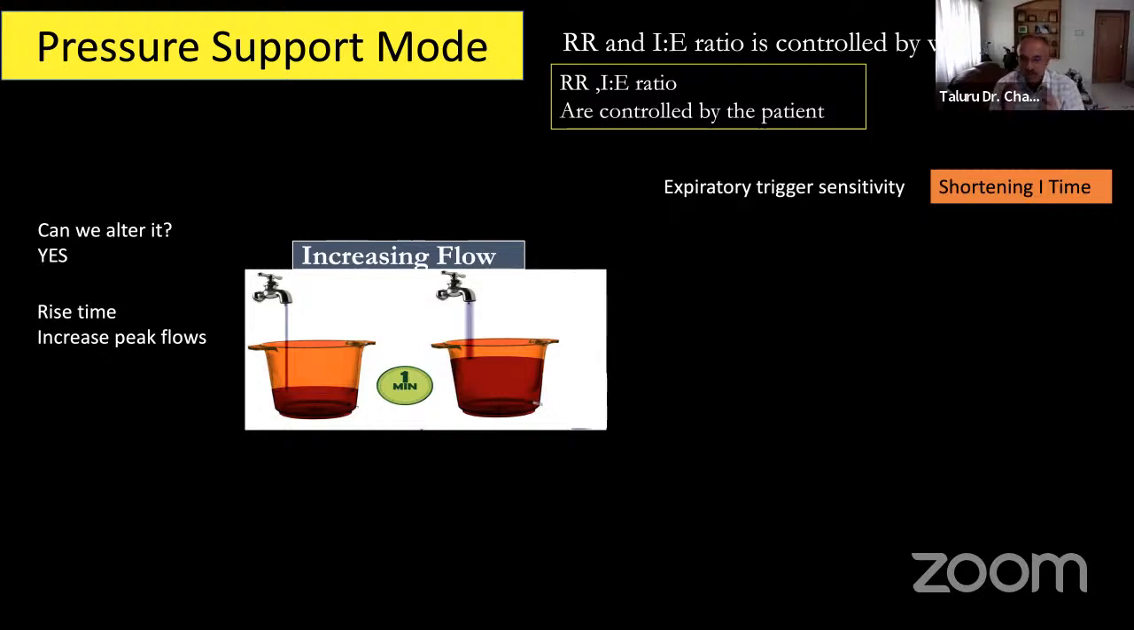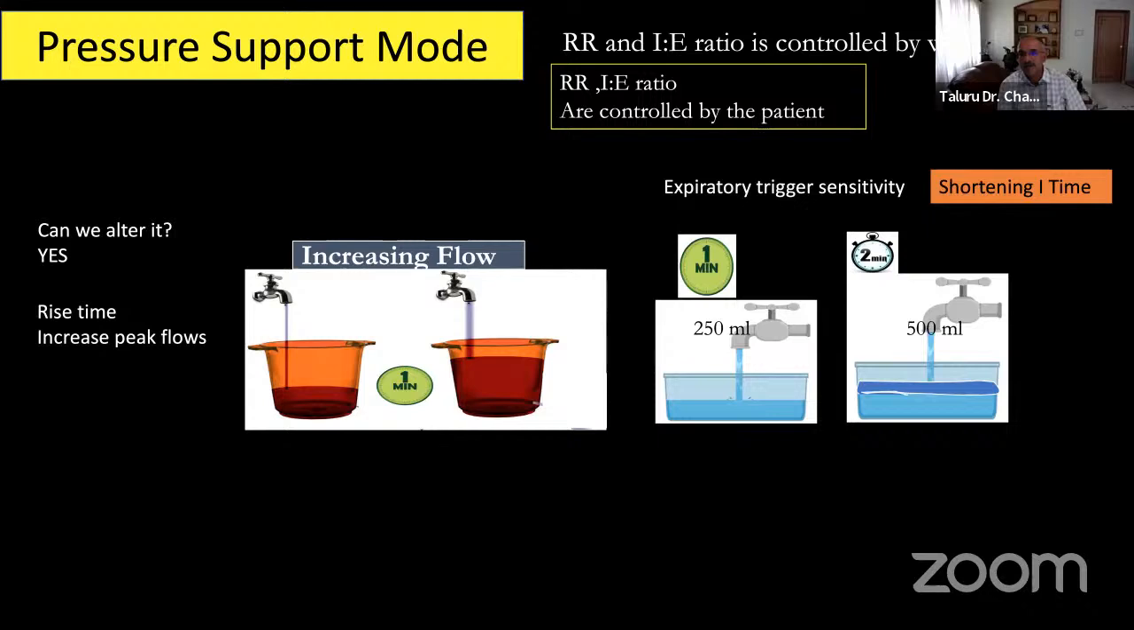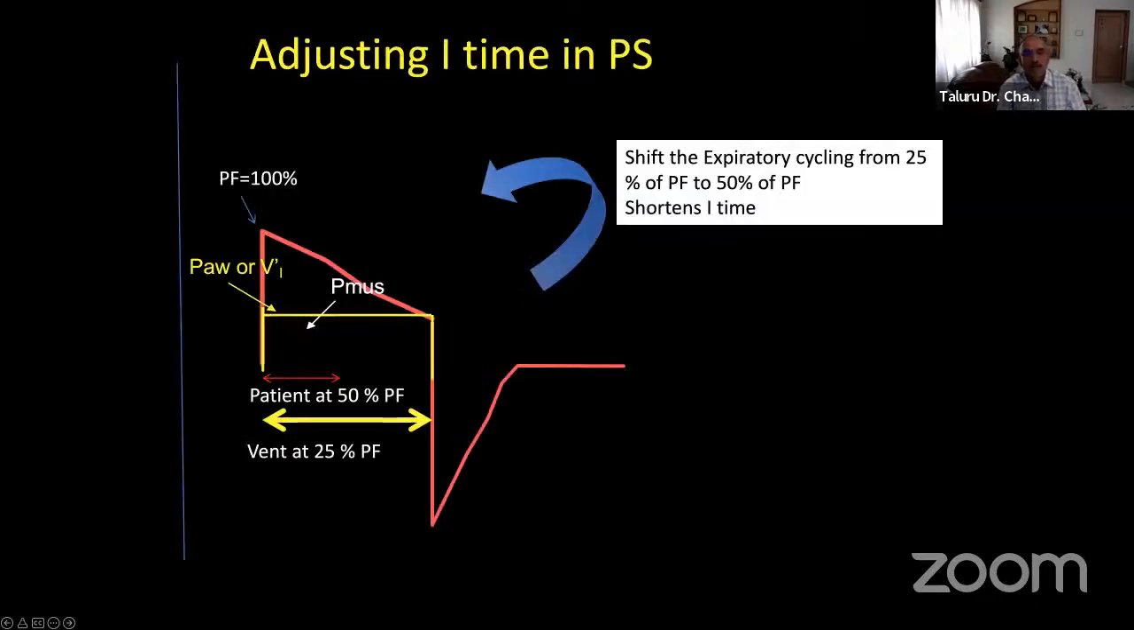So how can you shorten the inspiratory time in a COPD patient in pressure support mode? Your understanding should be by increasing the flow, one, or by increasing the time. But we don't want to do this. We want to do this in an ARDS patient. But here we want to deliver the tidal volume in a shorter duration and also cut the inspiratory time. To cut the inspiratory time, see, at 100%, when it comes to 25%, it changes.